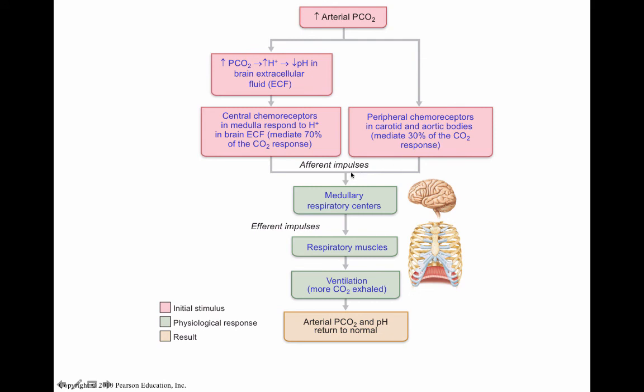response. So these are afferent impulses. They're traveling to the brain, and they run through the medullary respiratory centers that then run respiratory muscles and ventilation. So more carbon dioxide is exhaled. And then we have arterial carbon dioxide and pH return to normal. So we go from this sensory component to an afferent feed to the brain to an efferent impulse that helps adjust us in our musculature to ventilate out carbon dioxide and return carbon dioxide and acid levels to normal.